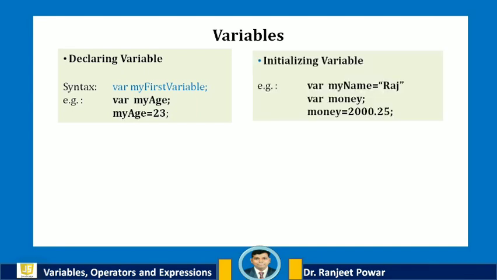Then how do we initialize a variable? Storing a value in a variable is called variable initialization. You can do variable initialization at the time of variable creation or at a later point in time when you need that variable. JavaScript is an untyped language. This means that a JavaScript variable can hold a value of any data type.